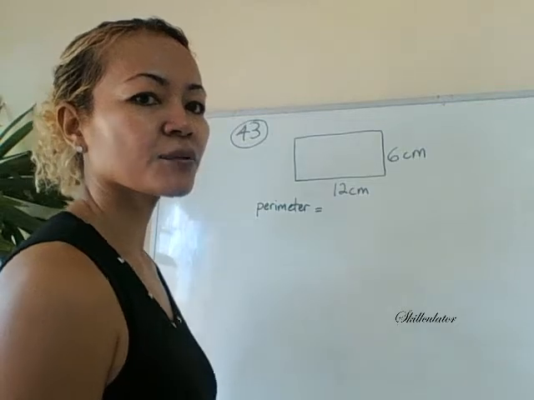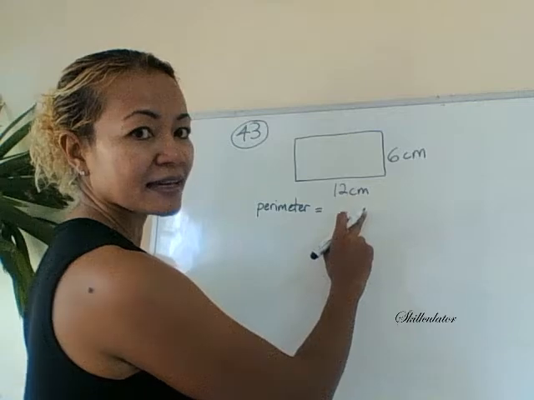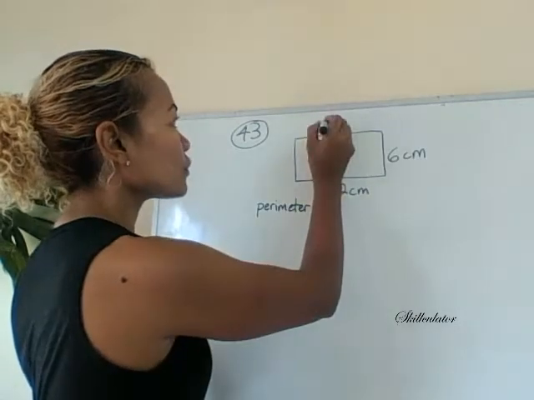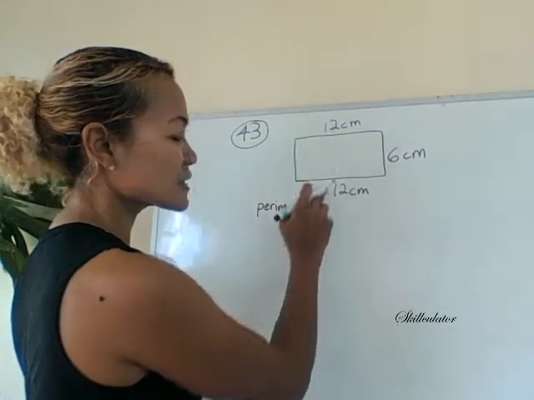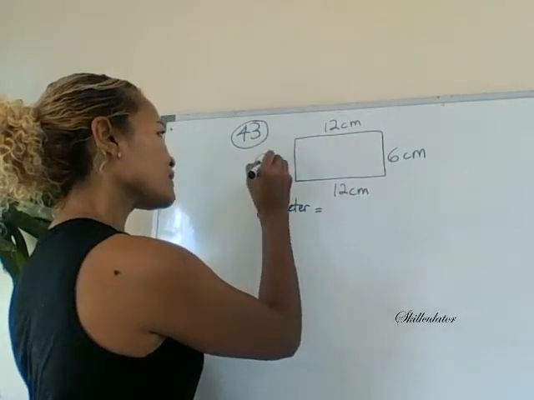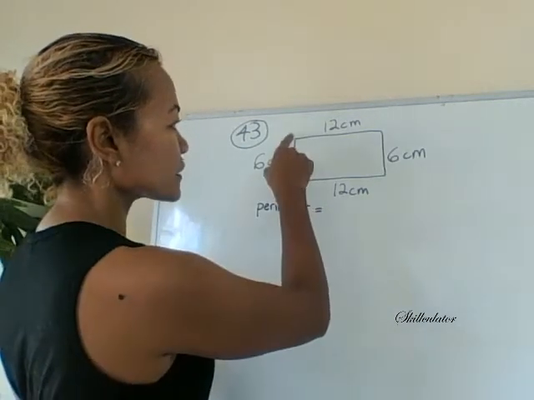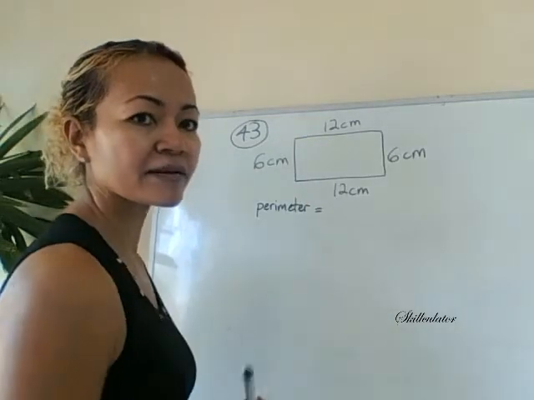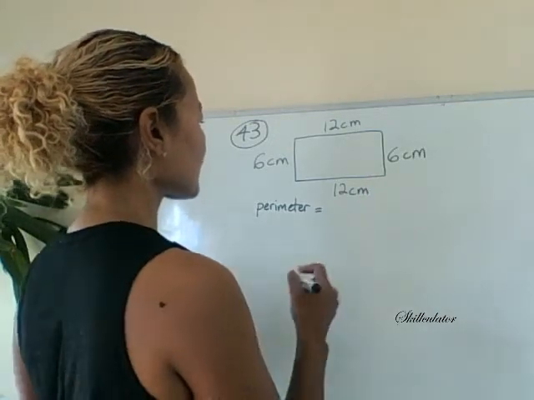All right, here you were asked to find the perimeter of a rectangle. You're given the length of all the sides. If you're given this 12 centimeters, then you know that this side is also 12 centimeters, because in a rectangle, these 2 sides are the same length. And if you have this side 6 centimeters, then you know this side is also 6 centimeters. And the perimeter is just the measurement all around the edges, all around the external line of the shape.